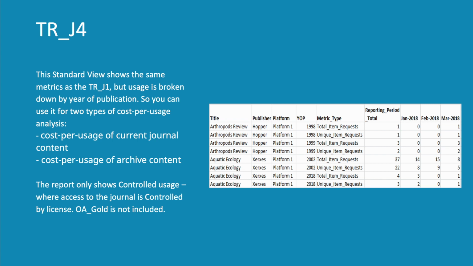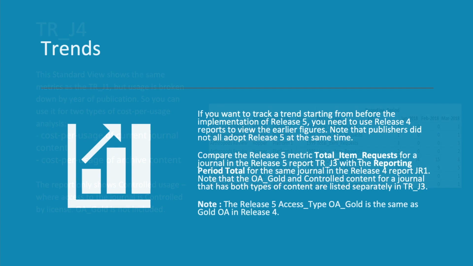The counts are displayed in separate columns for each month covered by the report, and as a total for the whole period, listed as reporting period total. We can see that Arthropods Review was only used in March of 2018. Now look at the bottom 4 lines, which report on aquatic ecology. In this case, the report covers usage for 1 archive year, 2002, and for the current issue of the journal, 2018. You can see there was much more interest in the 2002 archive for aquatic ecology than there was for the current journal content.